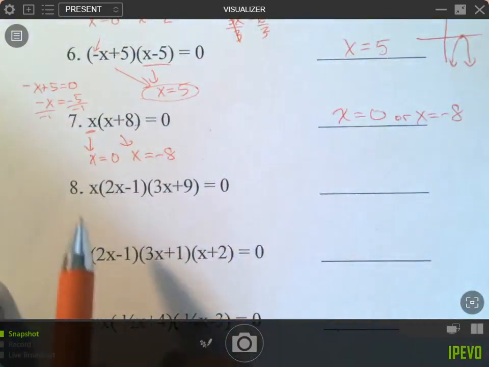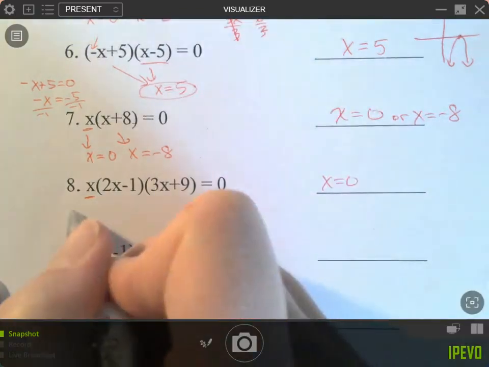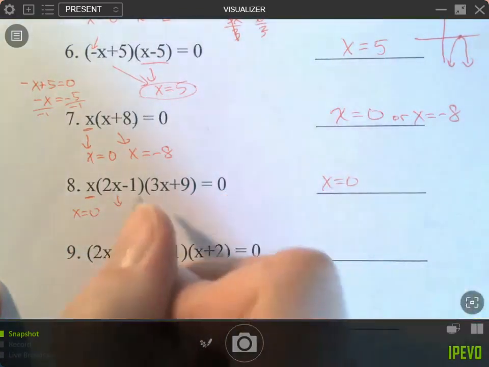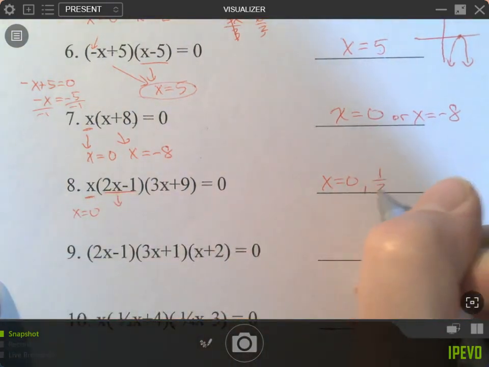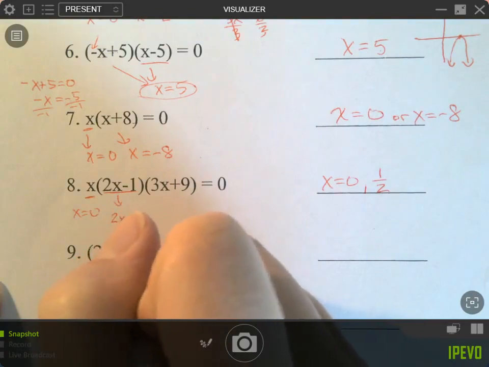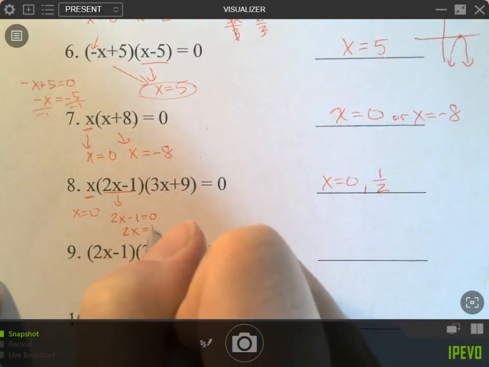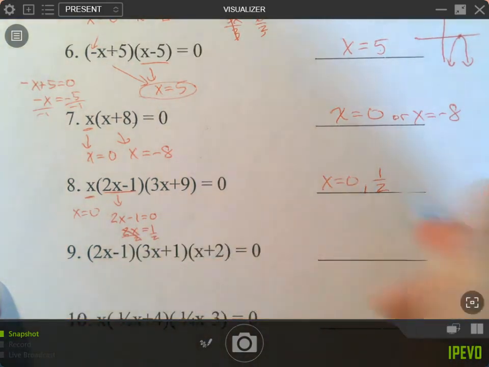Now, this one has 3 pieces. So x could be 0. Okay, I see that. Right? Yep. What would this one be? The whole thing. It'd be 1/2. Why? Because I would set 2x minus 1 equal to 0, and then I would add 1 and get 2x is 1. Divide both sides by 2, and there's my 1/2.